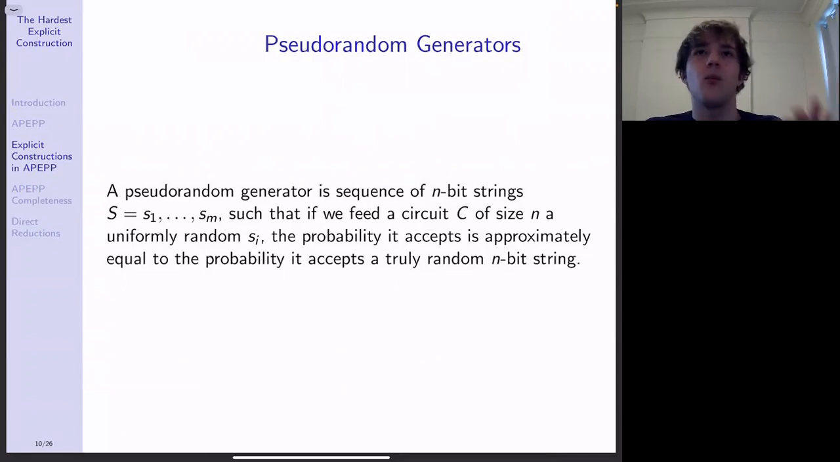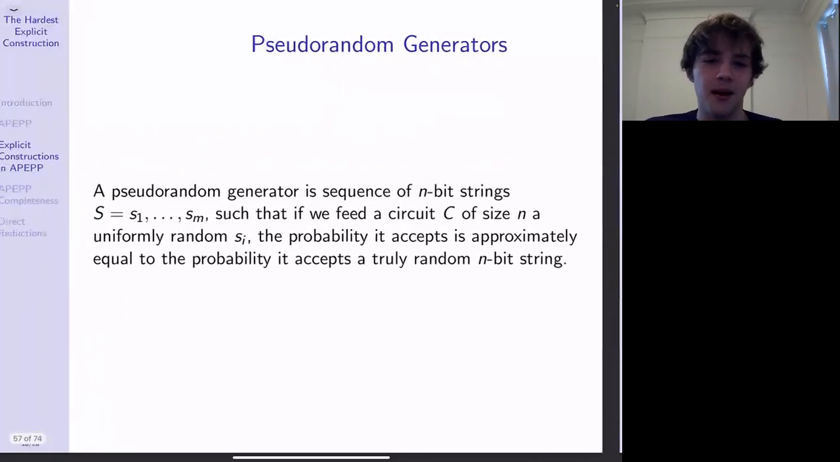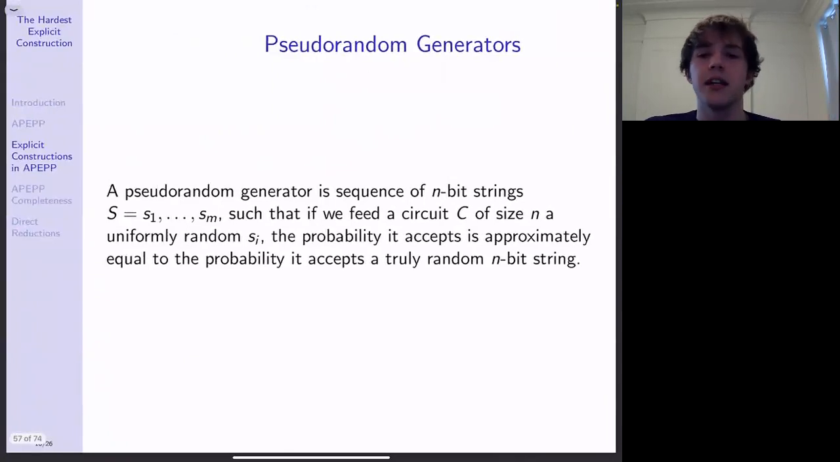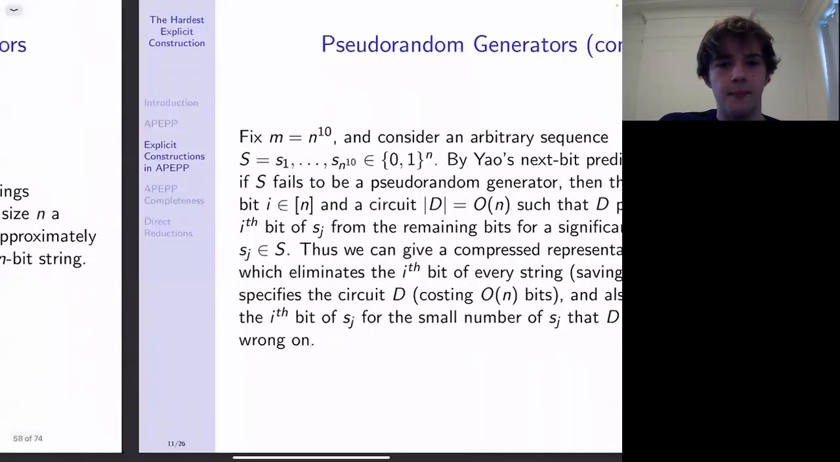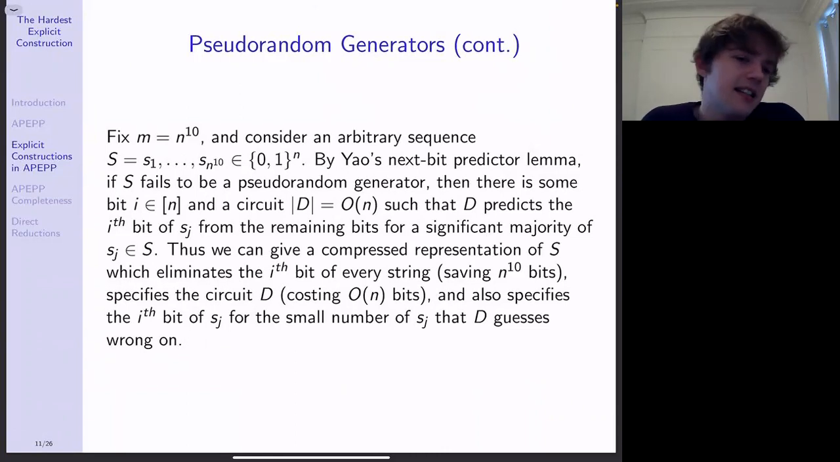We're going to be a bit vague about what approximately equal means here, but it's some bound that depends, let's say, polynomially on n, sorry, on big N, so 2 to the n. To reduce this to empty, we're going to fix the size of this pseudorandom generator, the number of strings in it, to be about n to the 10, just some large polynomial in n. And the idea is let's just consider an arbitrary sequence of strings, S1 through S_{n^10}, each an n-bit string.